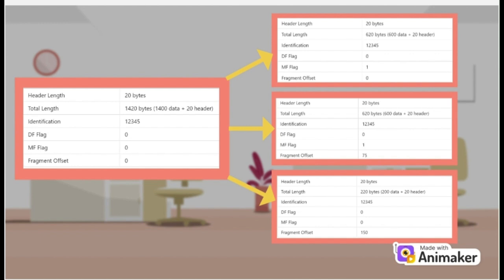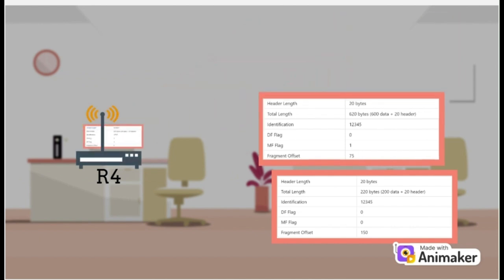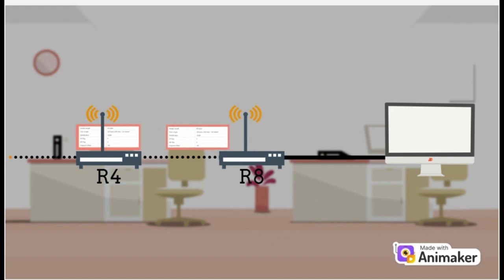Each fragment is assigned a unique IP header, but they all share the same identification field, so they can be reassembled at the destination. Each fragment is assigned a fragment offset, which is a multiple of 8, to ensure that the client can reassemble them correctly. Once all fragments reach the destination, they are pieced back together to recreate the original IP packet.